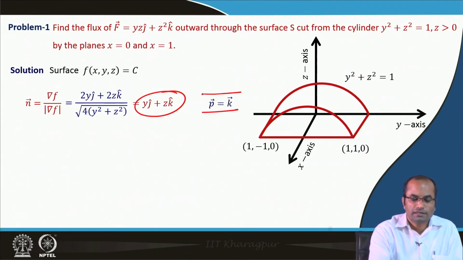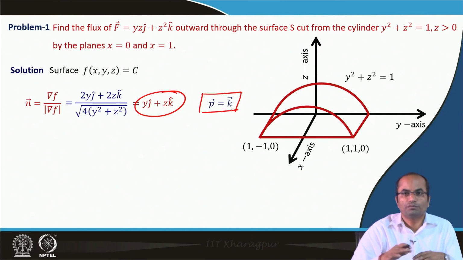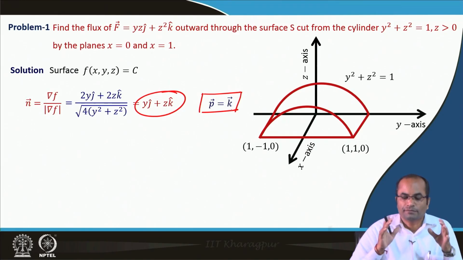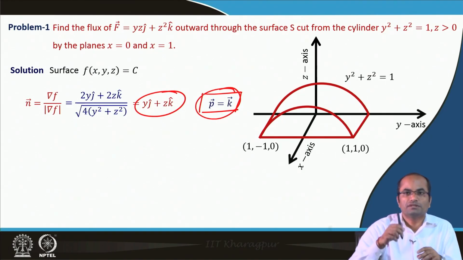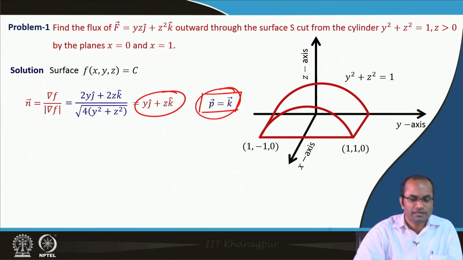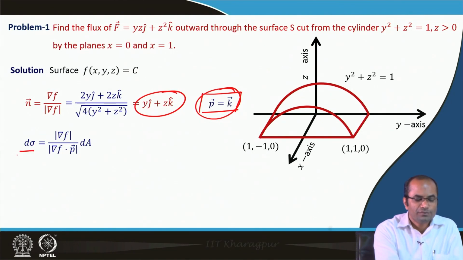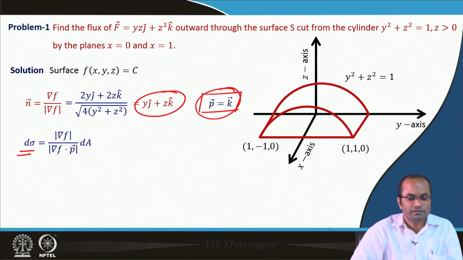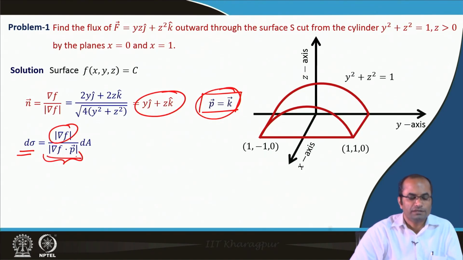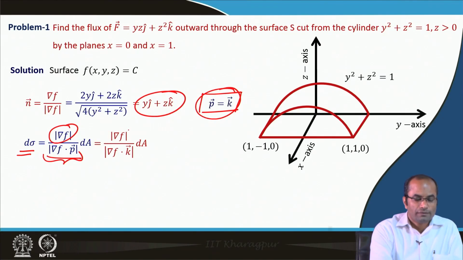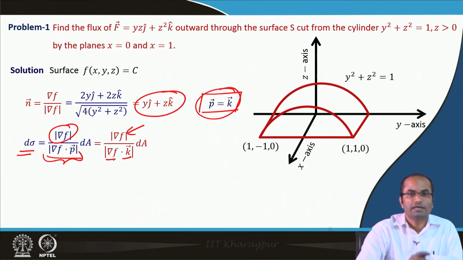Now, concerning the vector p, which is the normal to the projected plane, here we are talking about this surface being projected on the xy plane. So, that means p is going to be k, in the direction of the z axis. So, p is simply k, and then we can compute d sigma, the differential element on the surface, with the help of this expression: magnitude of grad f over the magnitude of grad f dot p.